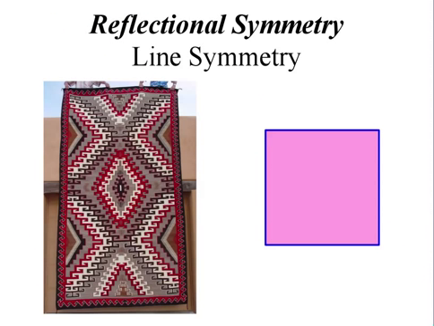Okay, so let's go ahead and look at the next one. This is reflectional symmetry, which is also known as line symmetry. If you look at the blanket, where would a line of symmetry be on that blanket? Down the middle. Would there be another one possibly? If you cut it into thirds horizontally. Horizontally would also be another one. So it is possible to have more than one line of symmetry.